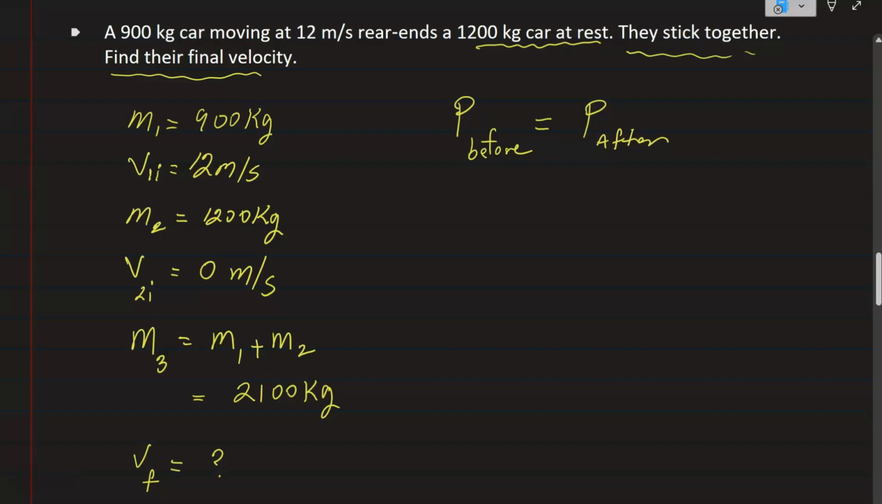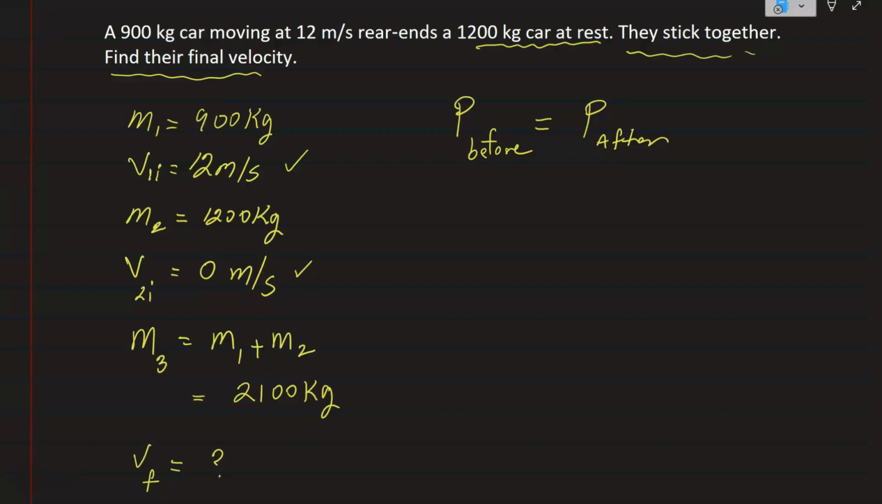Before the collision, I call the initial velocities v1i and v2i, for the first car and then the second car. For the first one it's 12 meters per second, and the second one is 0 meters per second because it's at rest. And when they stick together, remember elastic and inelastic collisions, this one is the inelastic collision. They stick together.